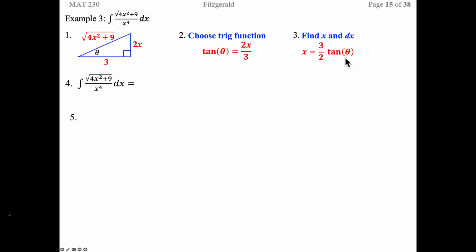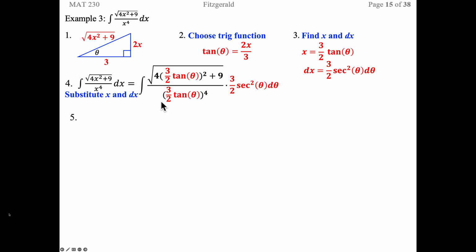Solve it for x. Multiply 3/2 to both sides. Take the derivative of both sides. dx equals 3/2 secant squared theta d theta. Now we're ready to substitute in. So my dx, I'm going to leave that off to the side because I have something other than a 1 here. But I'm going to have 4 times 3/2 tangent theta squared plus 9 all over 3/2 tangent theta to the 4th power times 3/2 secant squared theta d theta. So it's going to look a little messy, but then we're going to clean things up.